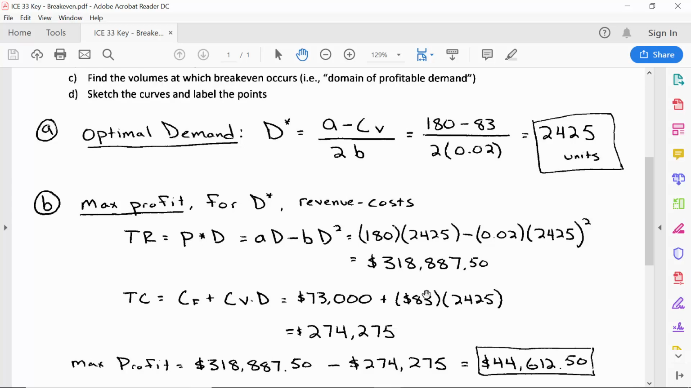And why am I calling it the max profit? It's because this is the profit that's associated with optimal demand. And we could try other amounts. We could try, what if they sold 1,500? Or what if they sold 3,000? Any other number besides this is going to have less profit than the one that we've just found. Any questions so far?